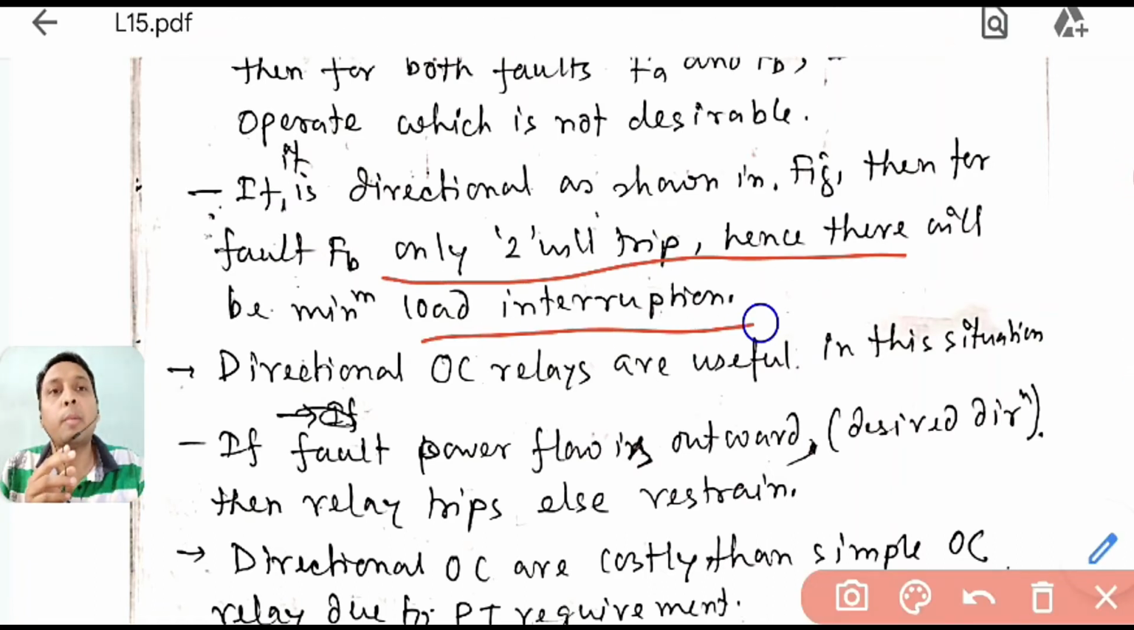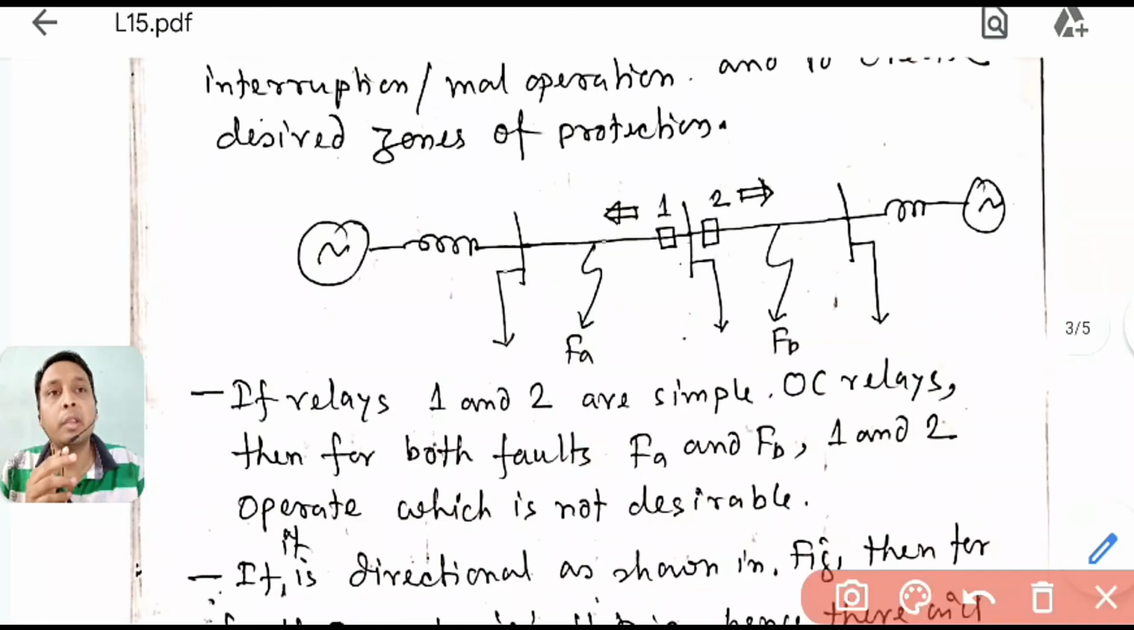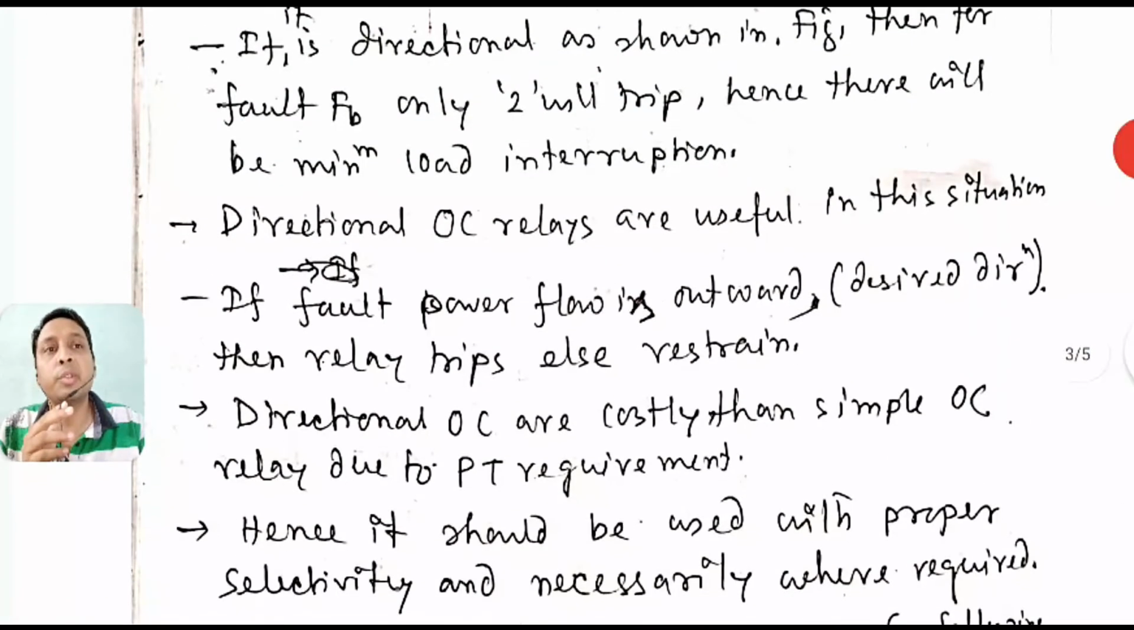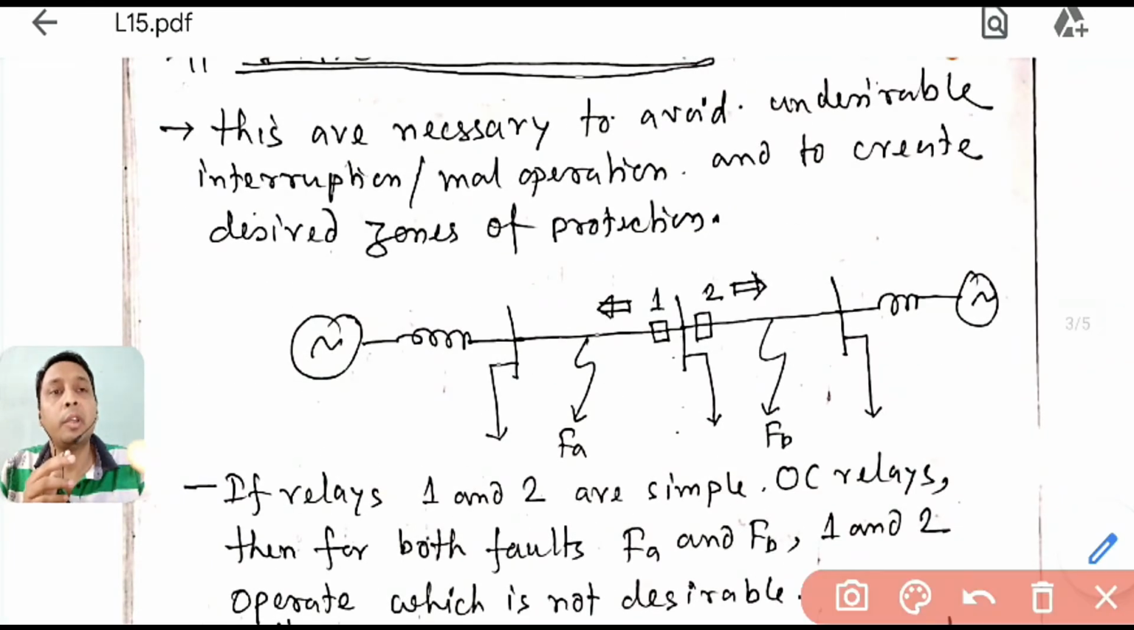Hence, there will be minimum load interruption. The load interruption will be minimum. We can provide service to the maximum number of consumers. So directional overcurrent relays are useful in this situation. If the fault flows in the outward direction, that is known as the outward direction. This is the outward direction for the relay. The direction that you have given to trip, your desired direction, in which direction you want it to trip, then the relay will trip, else it will restrain. Suppose there is a fault here.